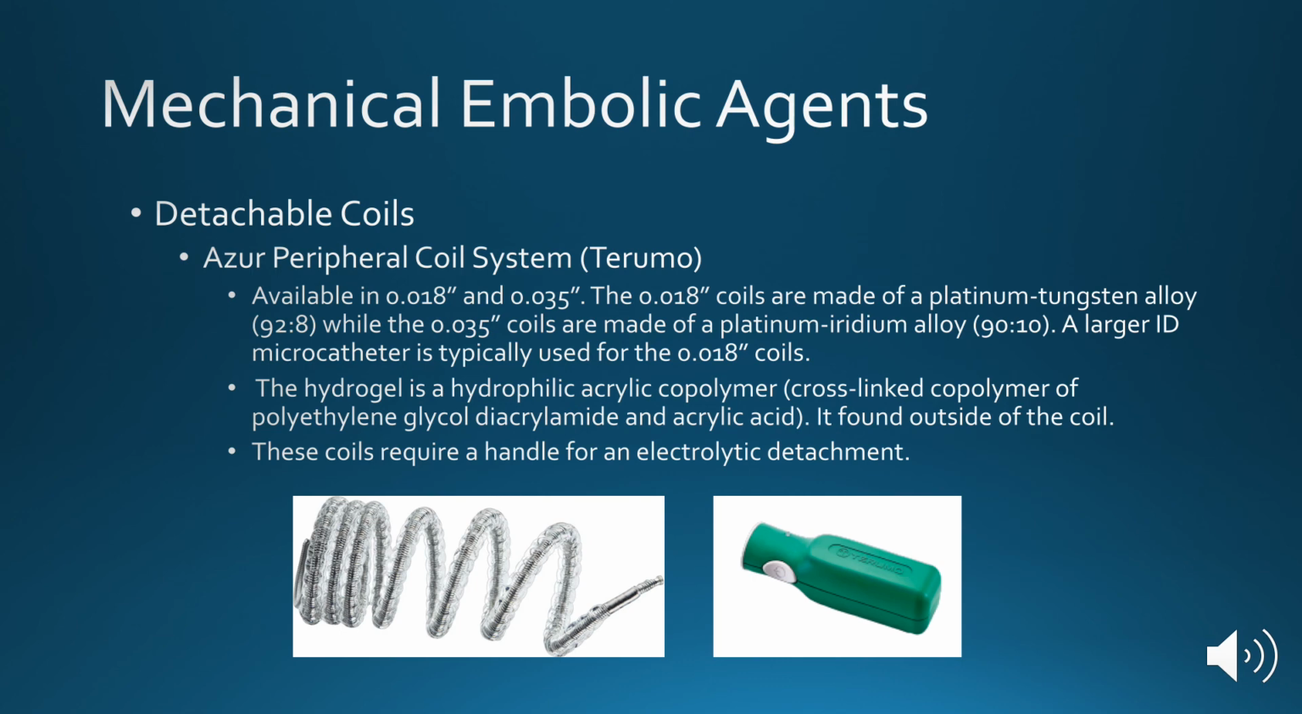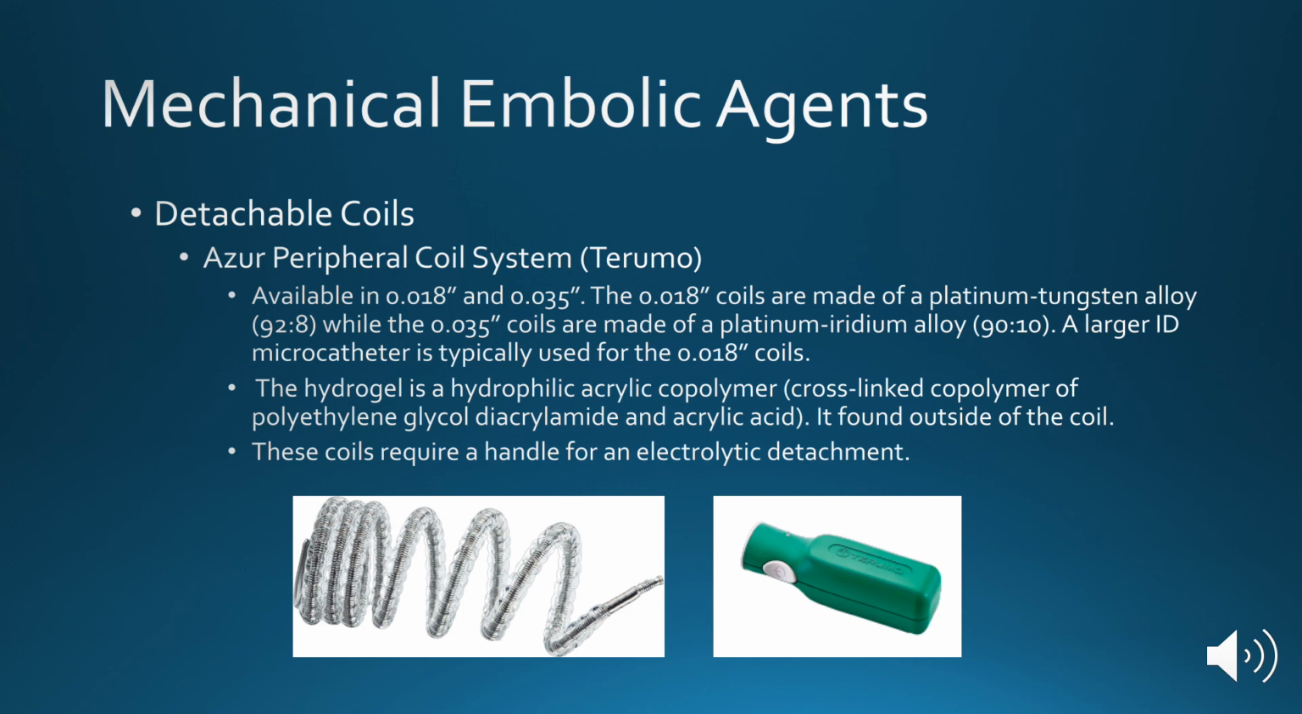And finally, you have the Terumo coils. There's the Azure coil, which is available as an 018 and an 035 coil. The 018 coils are made of a platinum tungsten alloy, while the 035 coils are made of a platinum iridium alloy. And a larger ID microcatheter is usually used for the 018 coils.